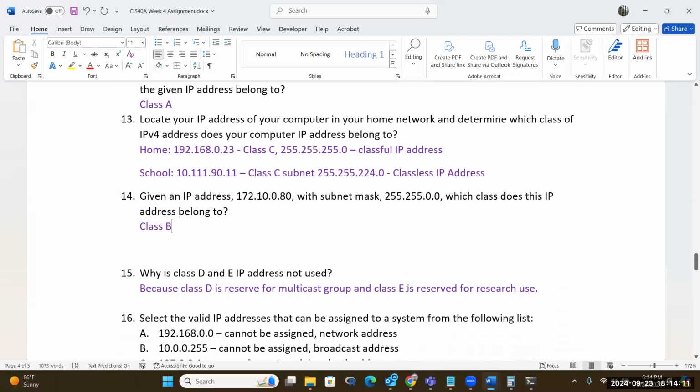And then for 15, we don't use class D and class E IP addresses because D is reserved for multicast group. So multicast is sending to all the systems in that group. And class E is reserved for research.